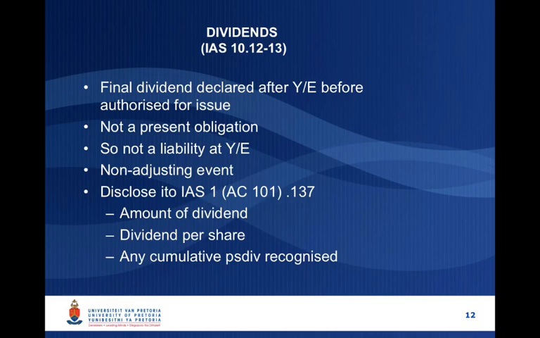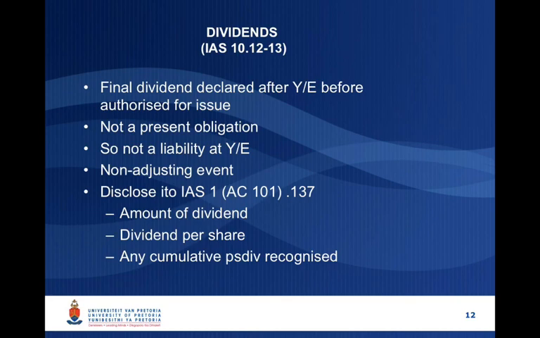And then another subdivision in IAS 10. IAS 10 is where they talk about adjusting events or non-adjusting events, and they also talk about dividends. And dividends is specifically related to a final dividend declared after year end before authorized for issue. It is not a present obligation, so it's not a liability at year end, and it is also a non-adjusting event, because you only declared it after year end, so you did not have a liability at year end. So you only disclose it, but the disclosure is in terms of IAS 1.